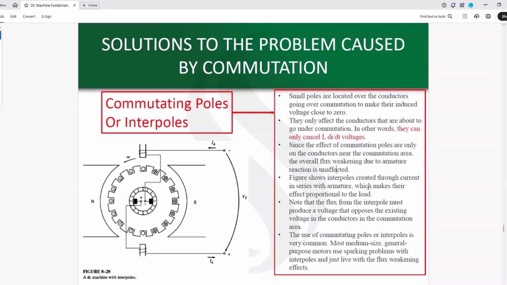The figure is showing interpoles that are created through the current in series with the armature, as I mentioned, which makes their effect proportional to the load. So the good thing is that the operation is proportional to the load. Flux from the interpole must produce a voltage that opposes the existing voltage in the conductors in the commutation area. And the use of commutating poles or interpoles is very common, especially for medium-sized general purpose motors that have sparking problems. And they just live with the flux weakening effect. We said that this method is not doing a lot for the flux weakening.